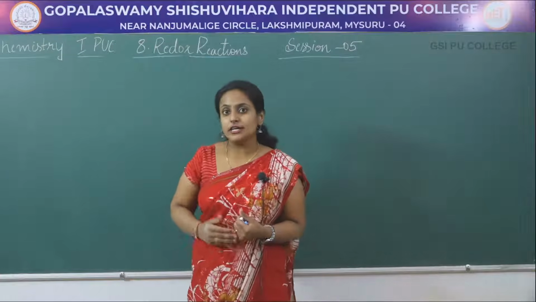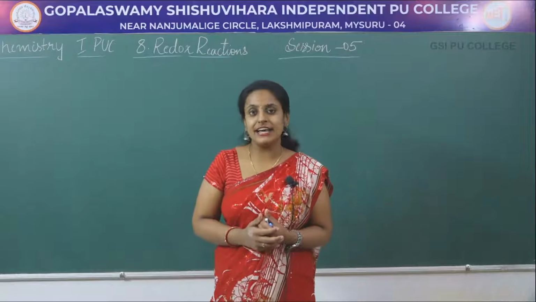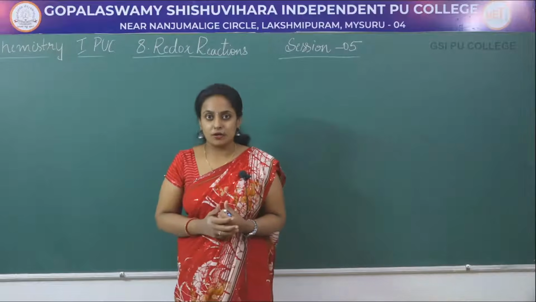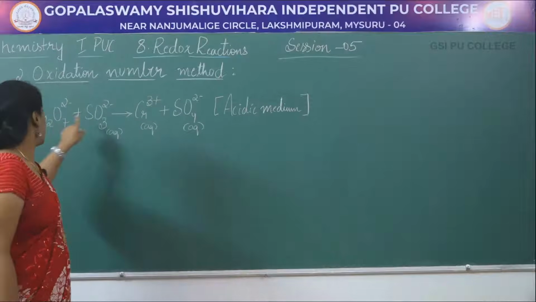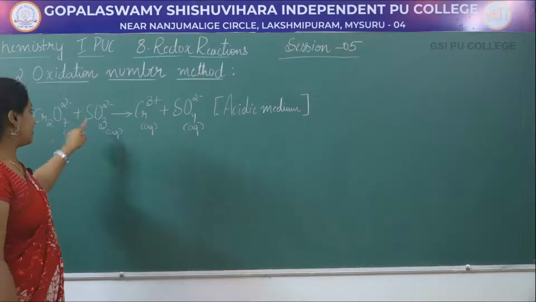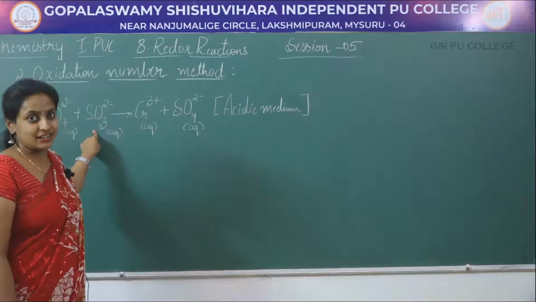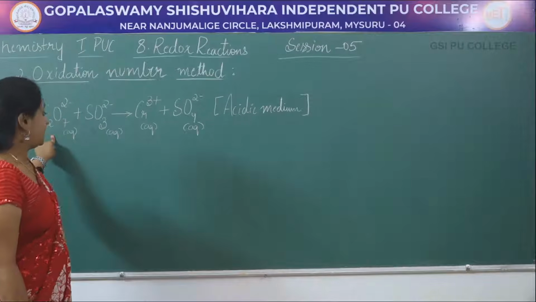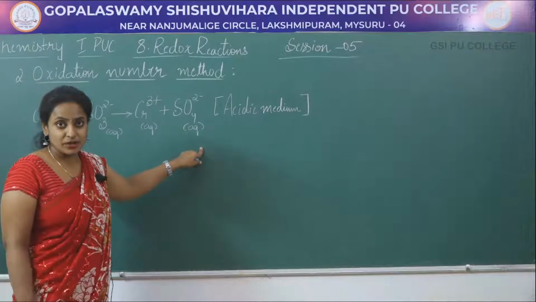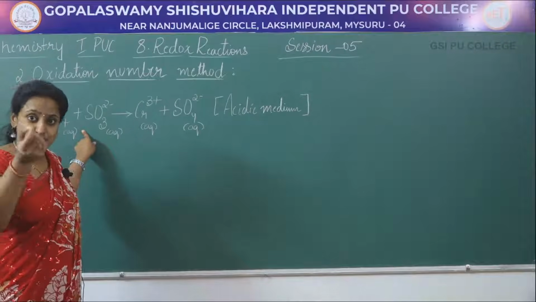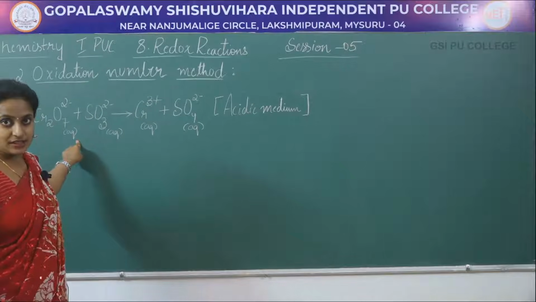In order to balance the redox reaction by the oxidation number method, let us consider one redox reaction. The dichromate is reacting with the sulfite ion, SO3 2-, in the aqueous medium. AQ represents the aqueous medium. The given species has been dissolved in water, and therefore this is known as aqueous.